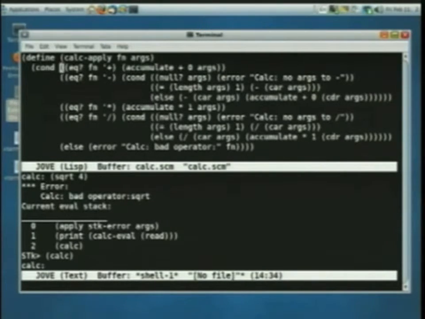We can't call them with no arguments. If we call them with one argument, then we return either the additive inverse or the multiplicative inverse of that one number. So either minus car of args. So if there's only one argument, args is still a list, and the one argument is car args. So here I'm taking the additive inverse, minus car args, and here I'm taking the multiplicative inverse. Divide, real Scheme divide does the same thing. So this is like saying 1 divided by car args. Okay?